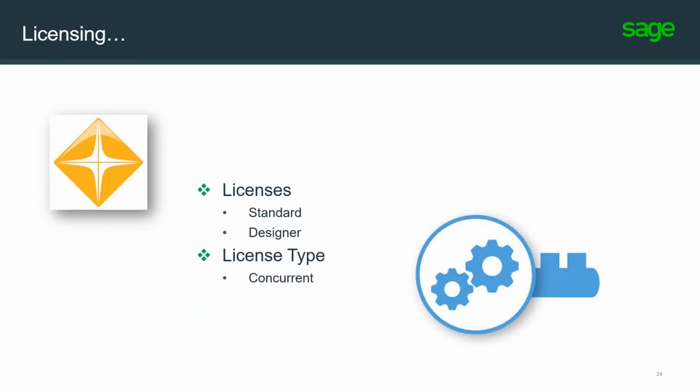Licensing. For Liberty Reports, there are 2 license types. They are both concurrent. Designer is the one I've shown you here this morning. That gives you the ability to create reports, so it gives you all that functionality. The standard allows you to run reports created by Designer. So there are those 2 types.